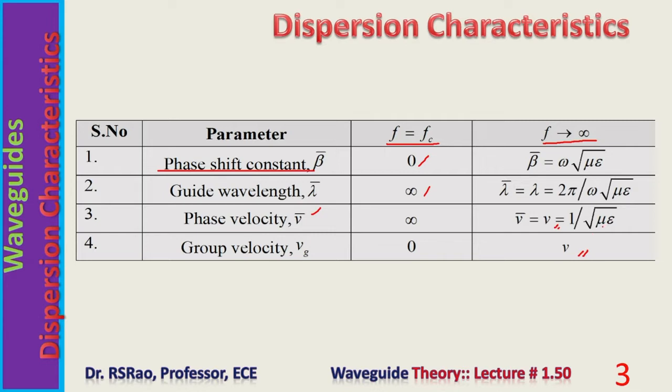Here the important point to observe is that the phase shift constant value, guide wavelength value, phase velocity value, and group velocity value are varying with frequency. At cutoff frequency, they assume certain values. As you move towards higher frequencies, they move towards different values. So velocities and wavelengths are changing with frequency. That's why these are all considered as dispersion characteristics.